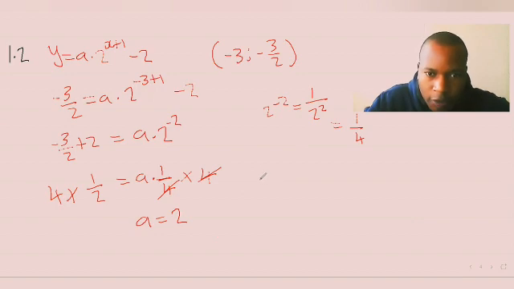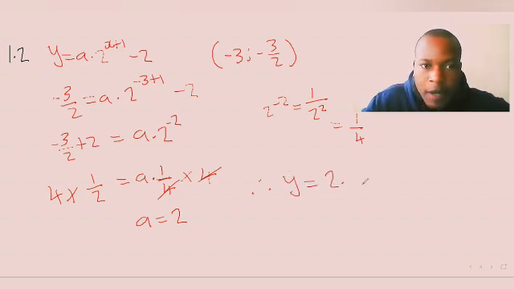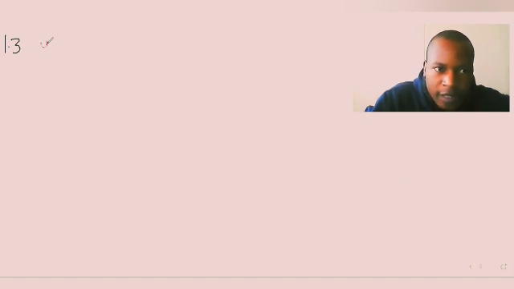Remember that we now have our equation. Maybe we should have confirmed the equation first. After finding a, the equation would be y equals 2 multiplied by 2 to the power x plus 1, minus 2. So the equation has indeed been found. Now 1.3 wants us to find the y as well as the x-intercept. So let's have the equation itself: y equals 2 times 2 to the power x plus 1, minus 2.